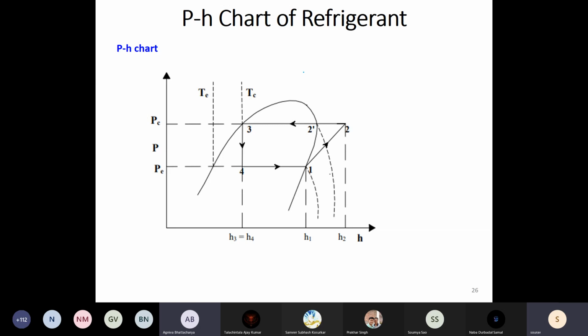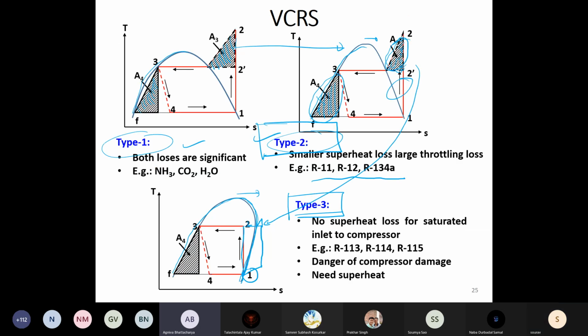Any doubts? Sir, in the slant line from point 2, which parameter is constant there? Which one? The triangle slant. This one? Left one? No, the right triangle. Okay, this one. This slant line. Yes, isobar. This is isobar. Okay.